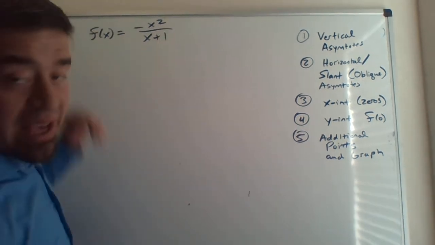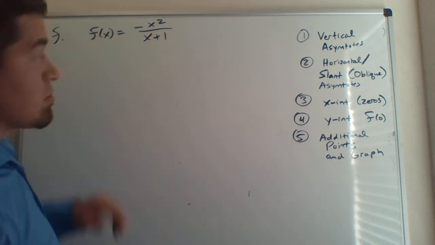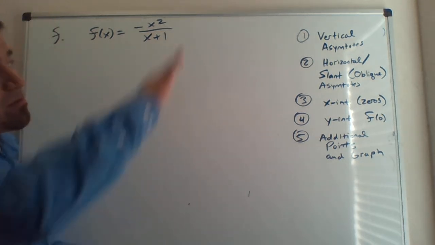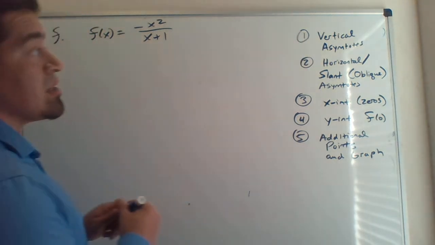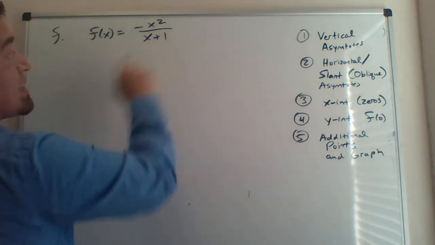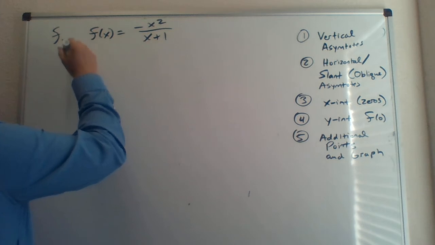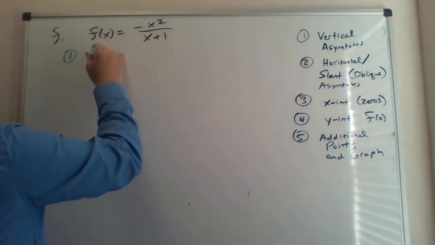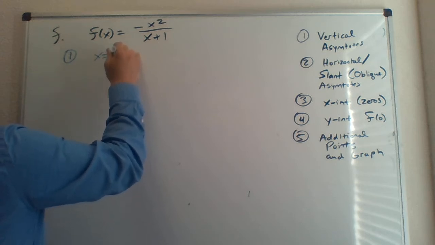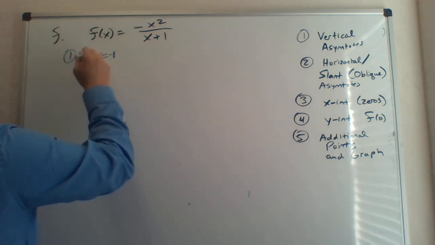Okay, so this is problem F on the front page. So we're going to go ahead and start with this one. We're going to follow the steps again, and we're going to find the vertical asymptotes. And so we want to look for what makes the denominator equal to 0. That's step 1. So you'll easily see that x equals negative 1 is what makes the denominator 0, and that is your vertical asymptote.